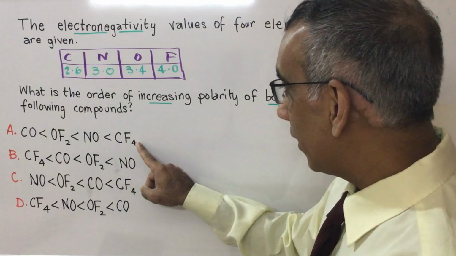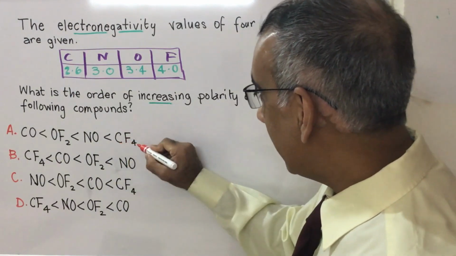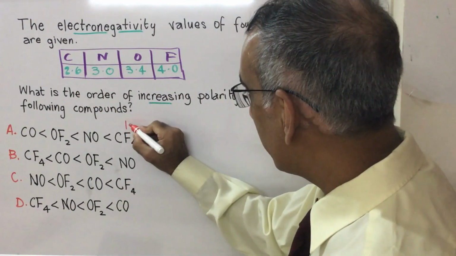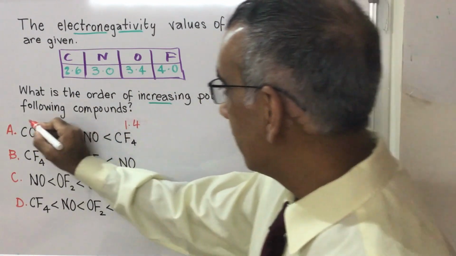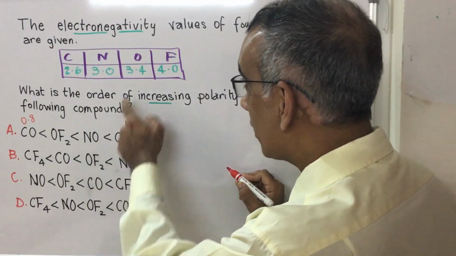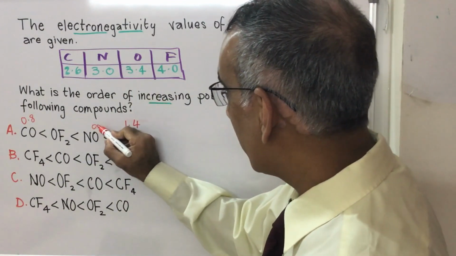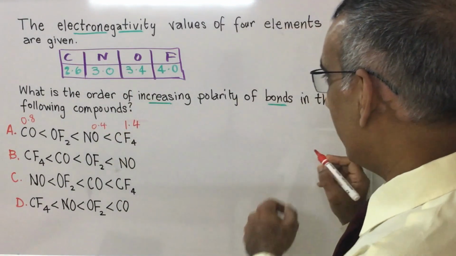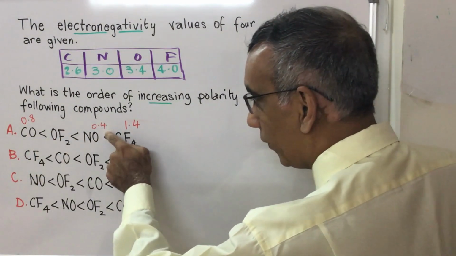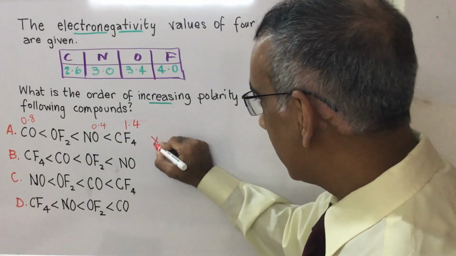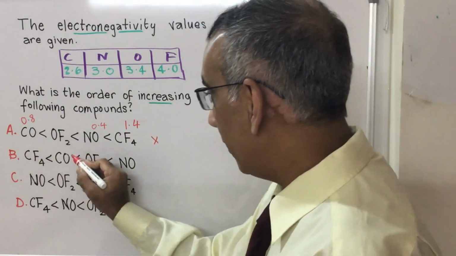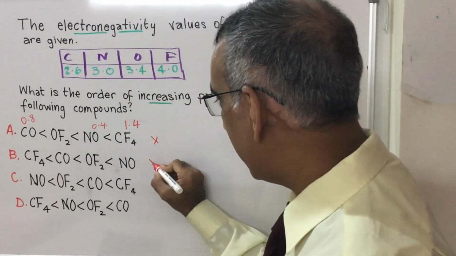Now we don't need to bother about the 4. We're just looking at the carbon and the fluorine. The difference here, 4 minus 2.6, is 1.4. This is 0.8, carbon and oxygen. Then nitrogen and oxygen, 0.4. So increasing order of polarity? No, because you have 0.8 all the way down here and 0.4 here. So we can eliminate this. Here we have carbon and fluorine all the way down here. And then we have this with 0.8 CO, so we can eliminate this.